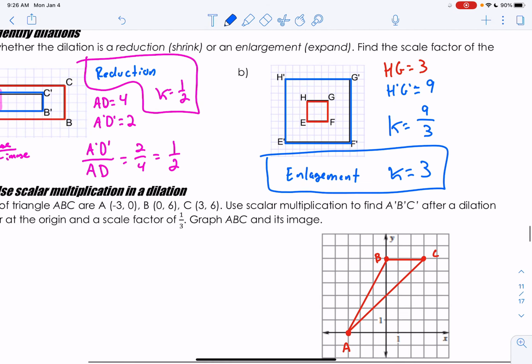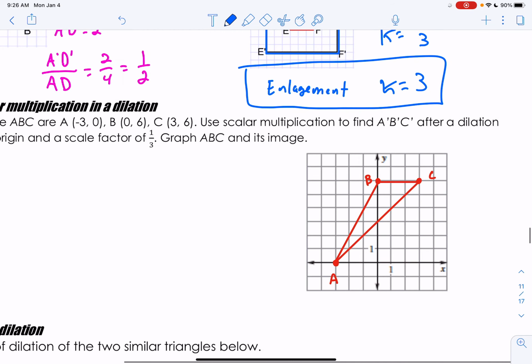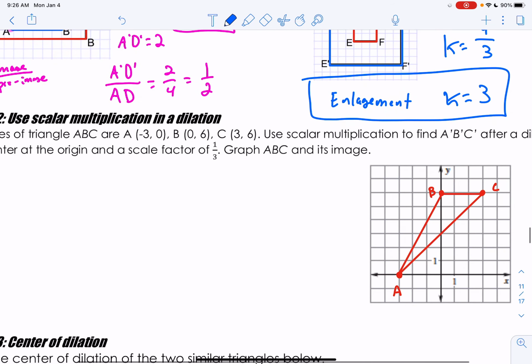All right, in example number 2, we are given 3 points, and we want to dilate these points about the origin. Take a second, go ahead and write down this triangle, kind of graph it on your graph paper. Write down A is (-3, 0), B is (0, 6), and C is (3, 6). Now we are going to dilate this by a scale factor of 1/3.